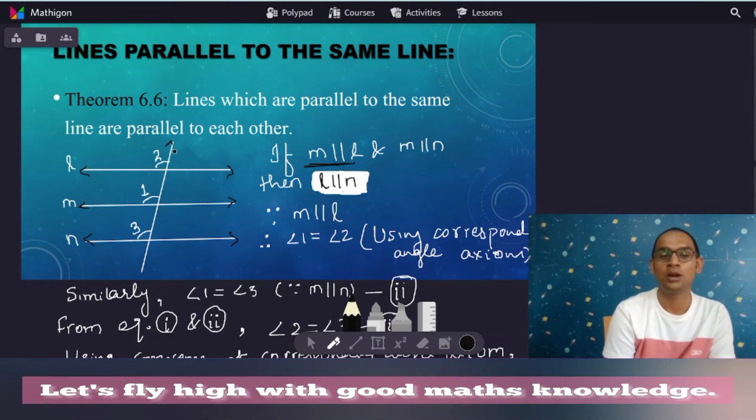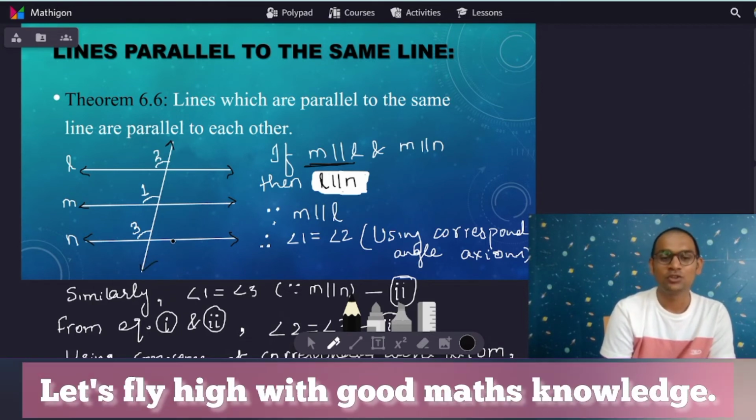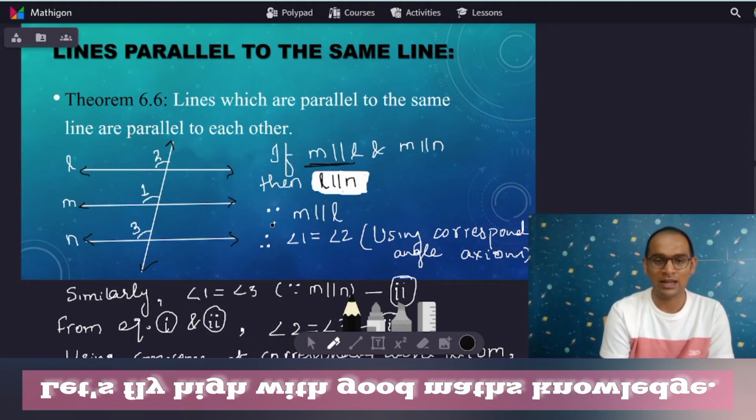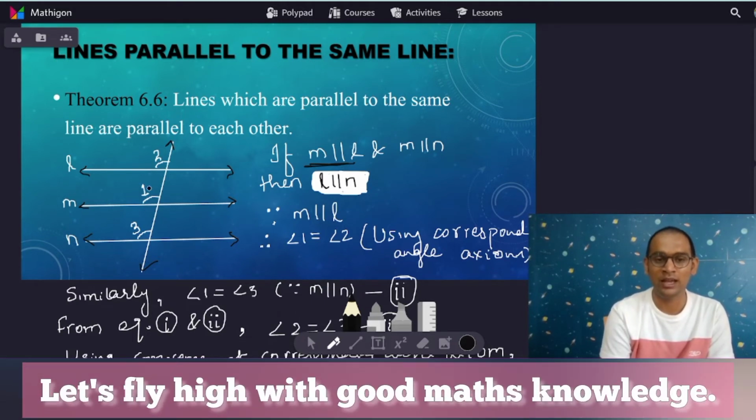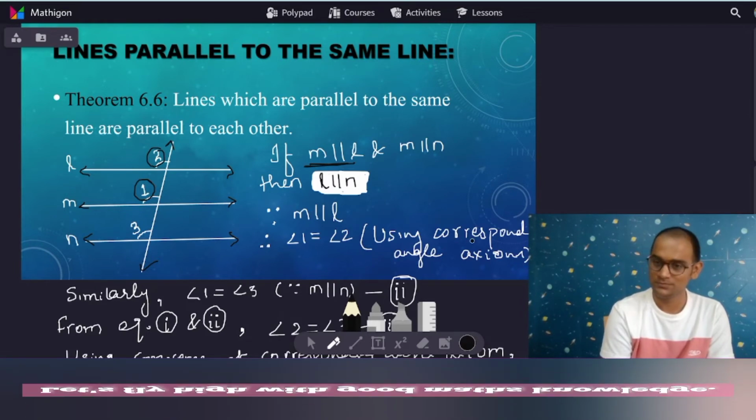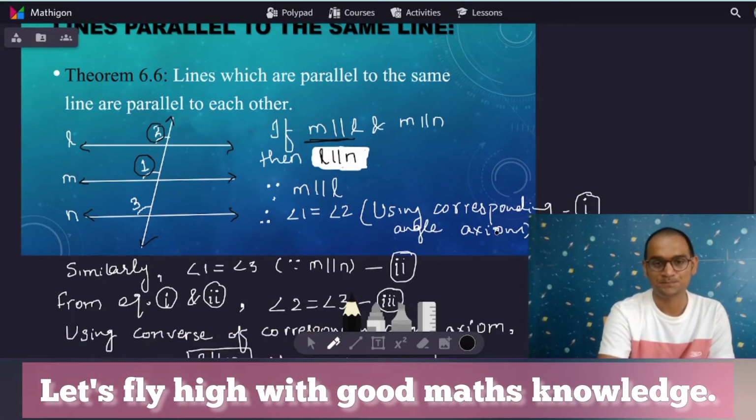Yes, that is what the theorem says. So if we have to prove this, let's quickly go through that. Since M is parallel to L, the corresponding angle axiom says angle 1 will be equal to angle 2. That is the first equation we got.